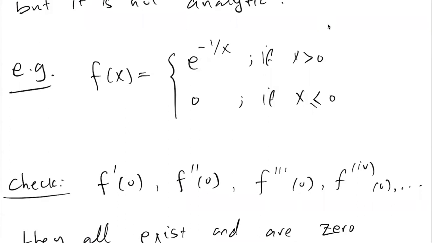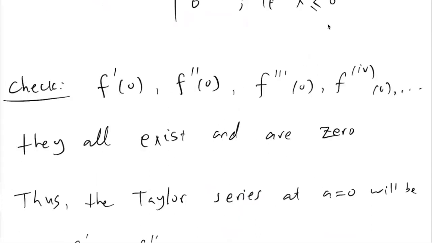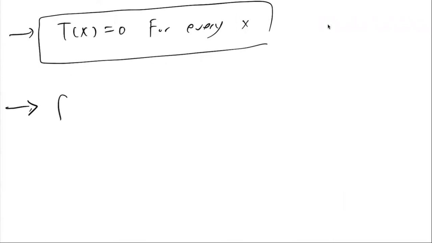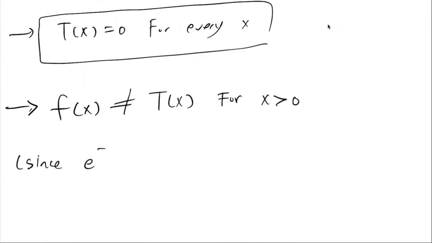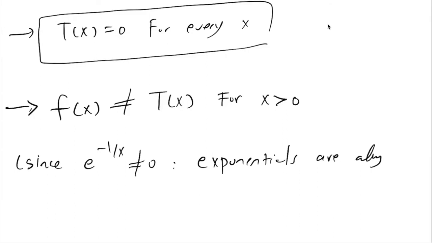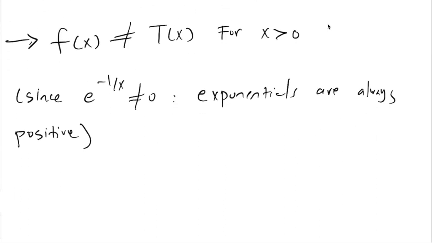Exponentials are always positive. No matter what the power is, exponentials are always positive, and therefore they will not be 0. So we can say f of x will not be equal to t of x for x bigger than 0, since e to the power minus 1 over x cannot be 0. Exponentials are always positive. And that means 2 star does not hold.